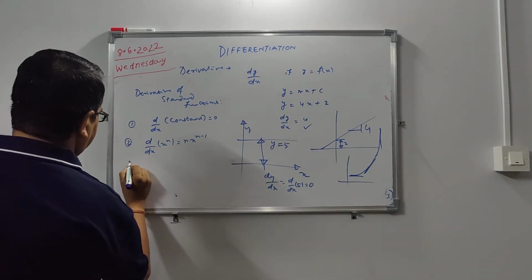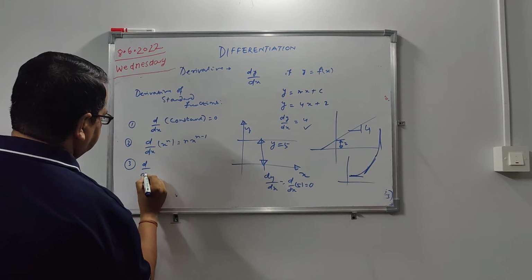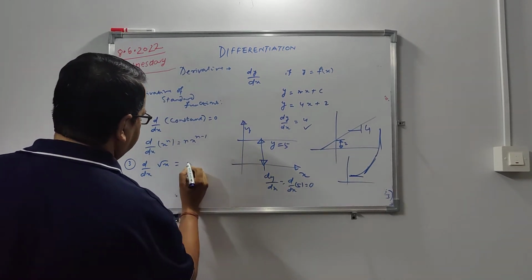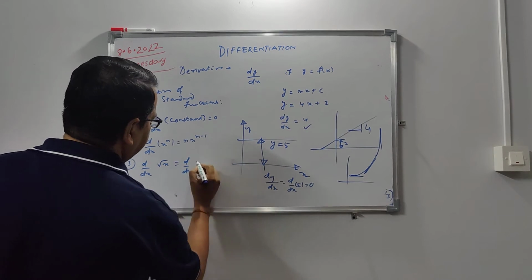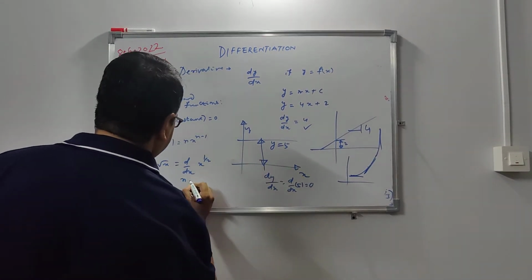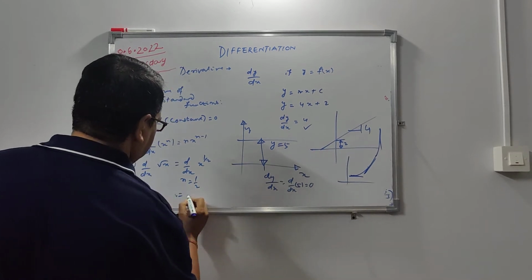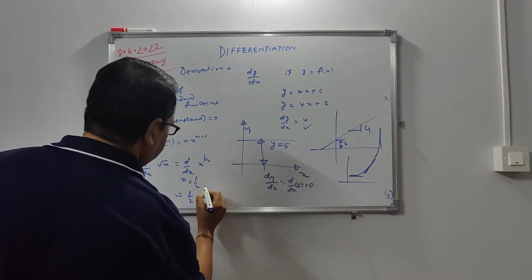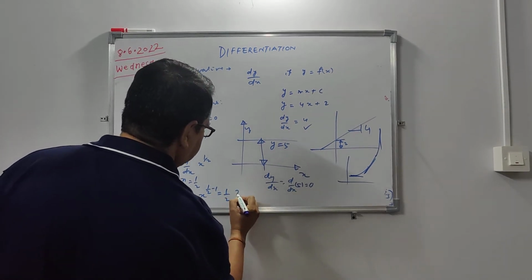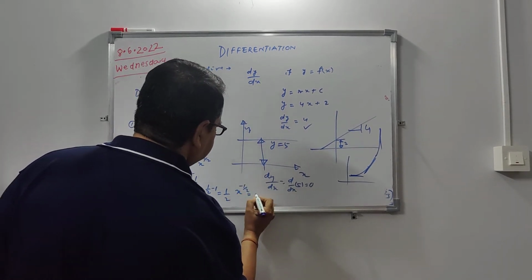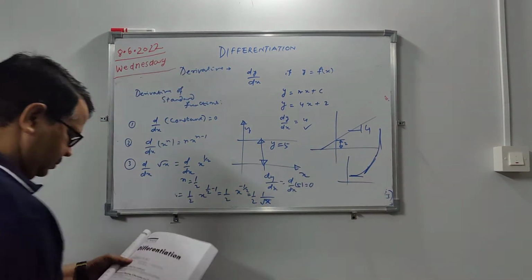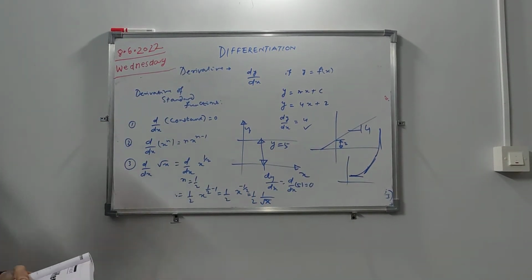Then, the third one: d by dx of square root of x. What does it mean? d by dx of x to the power half. Here n becomes half, so half into x to the power half minus 1. It becomes half x to the power minus half, which is nothing but 1 by 2 root x.